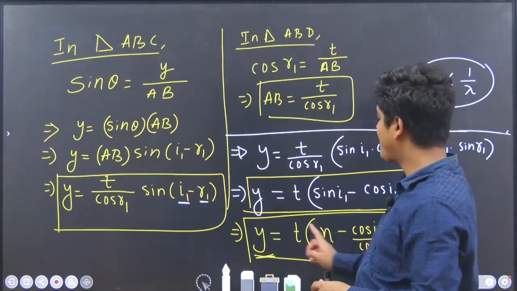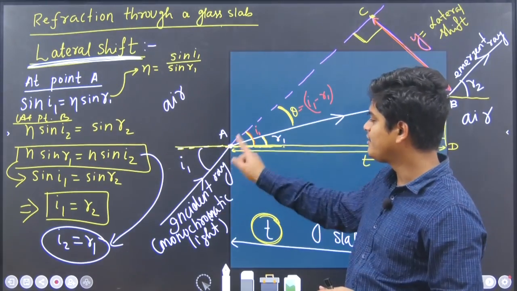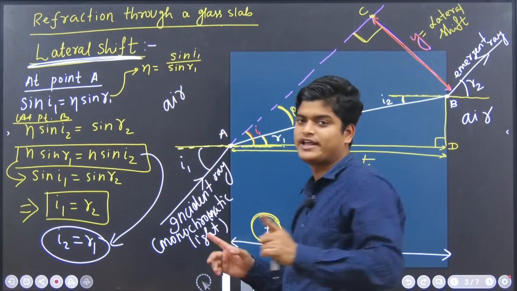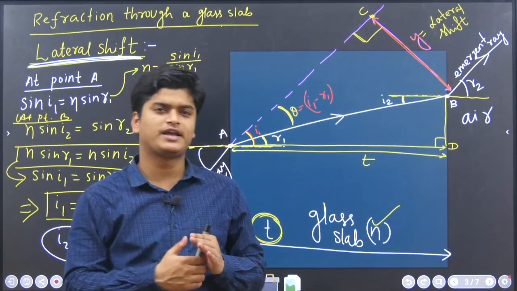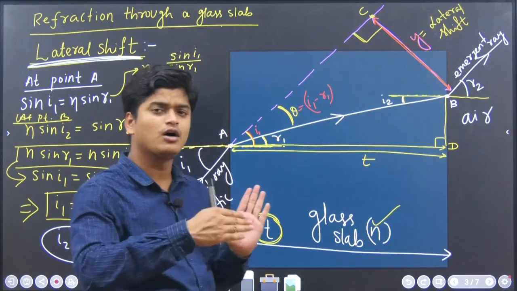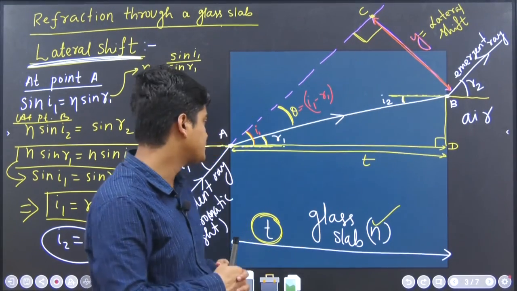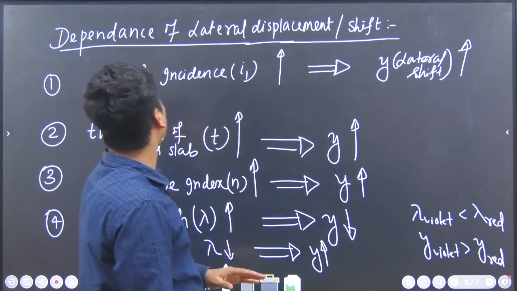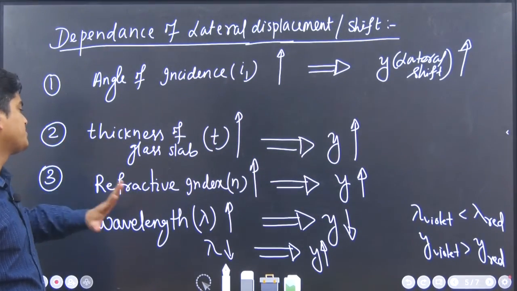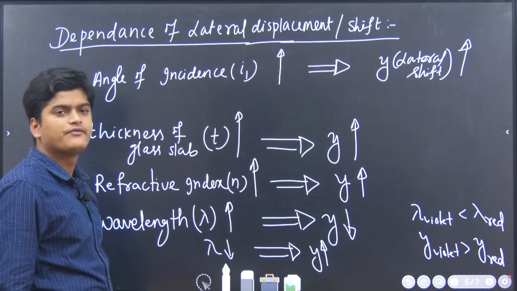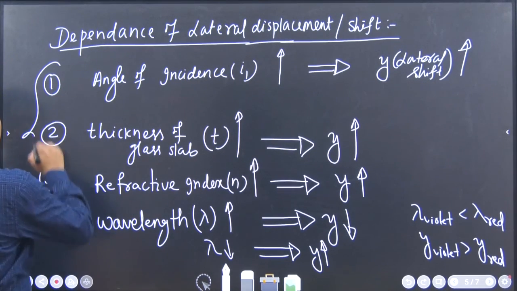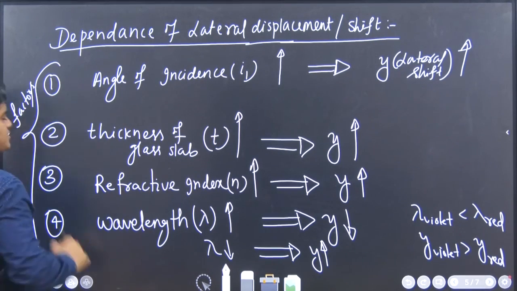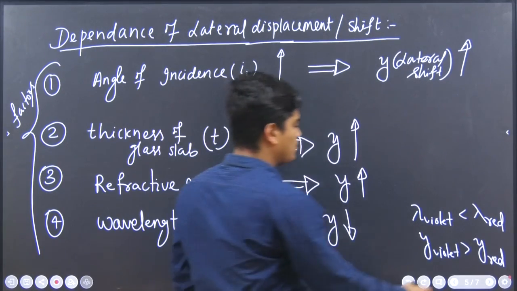So if you take a violet light here, then for this one your displacement will be more, as violet has the least wavelength, or minimum wavelength, compared to the other visible colored lights. So this is the idea you can understand about the dependence of lateral displacement or shift on different factors. These are basically the factors on which lateral displacement depends. Now we will go to the questions.